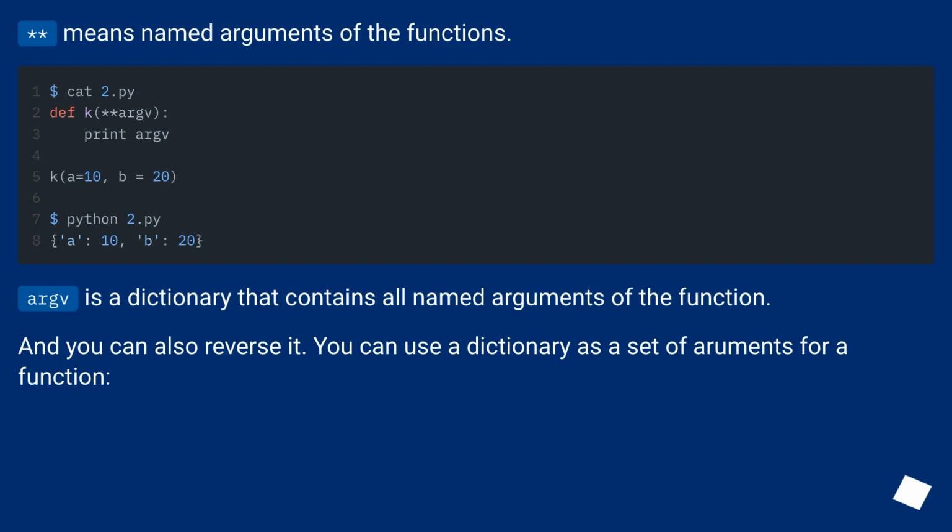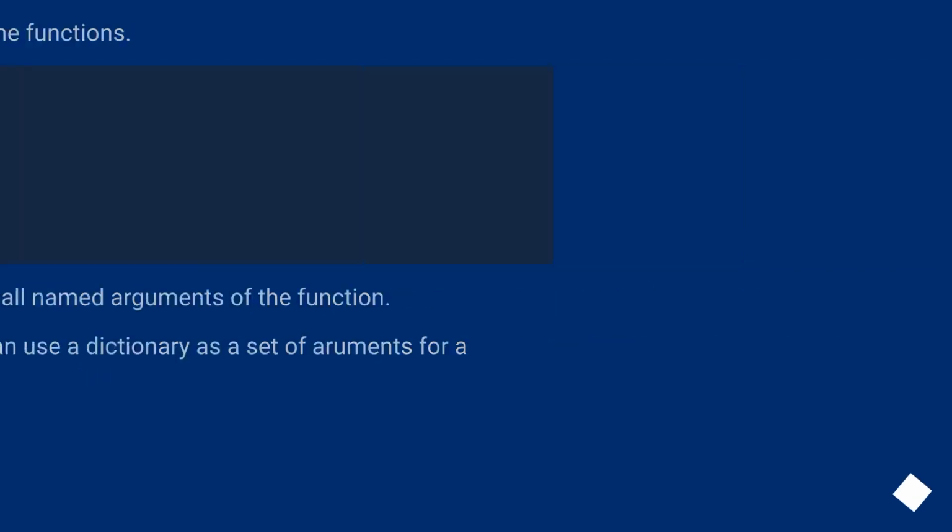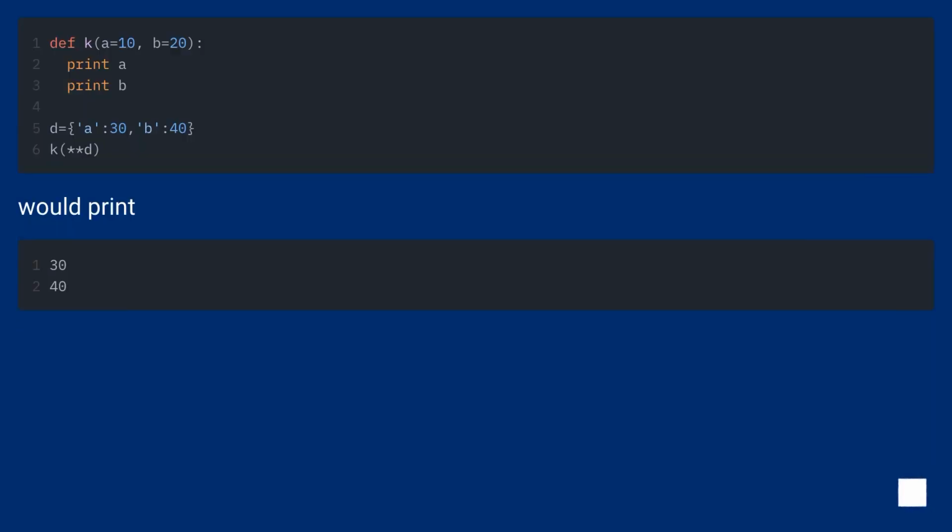And you can also reverse it. You can use a dictionary as a set of arguments for a function. This would print.